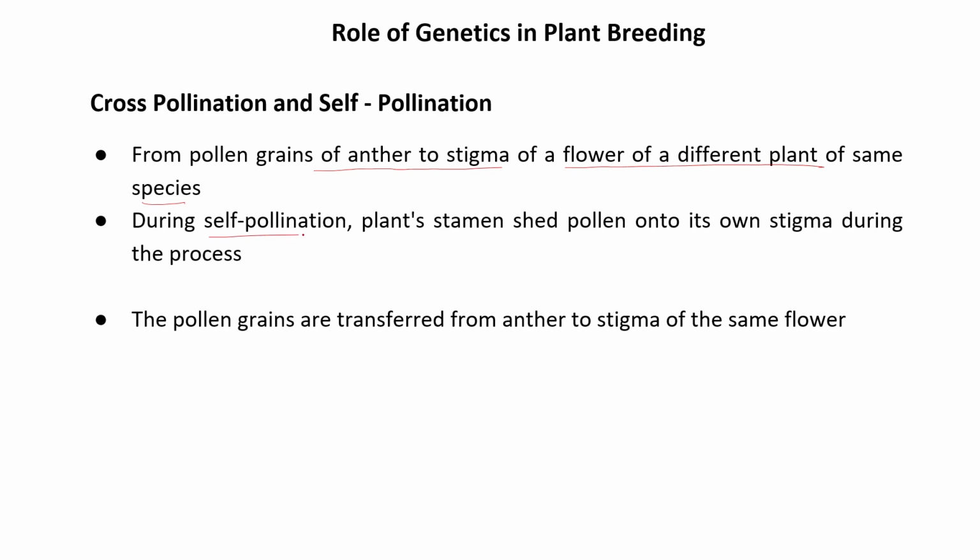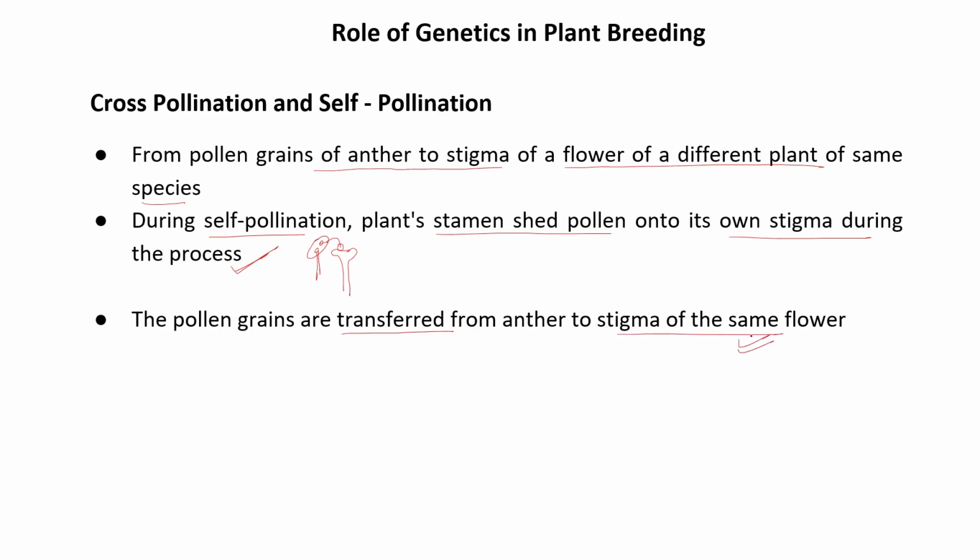During self-pollination, the plant's stamen sheds pollen onto its own stigma. So in self-pollination, what happens? The pollen grain which is present on the anther falls on the stigma of the same flower. So the pollen grains are transferred from the anther to the stigma of the same flower.